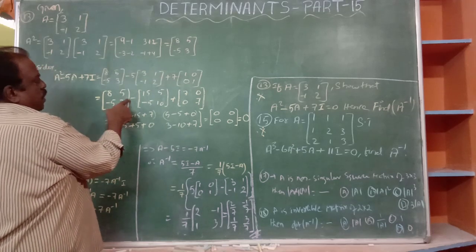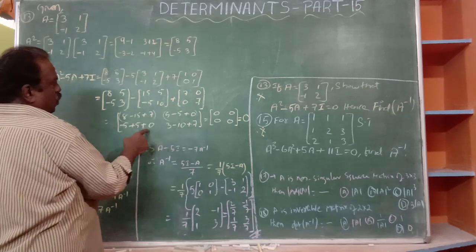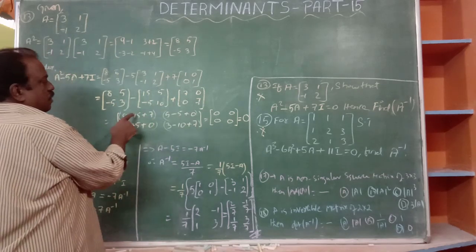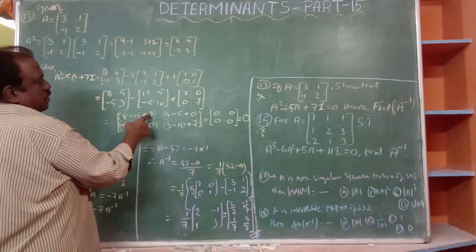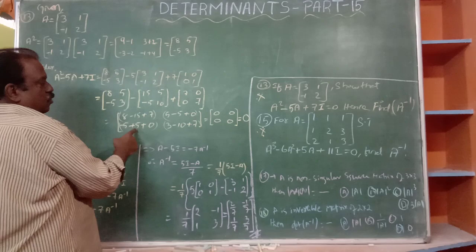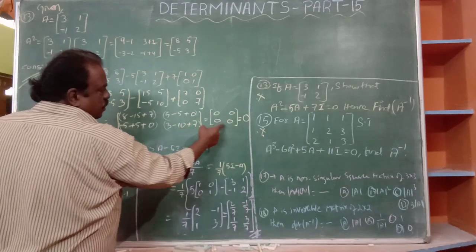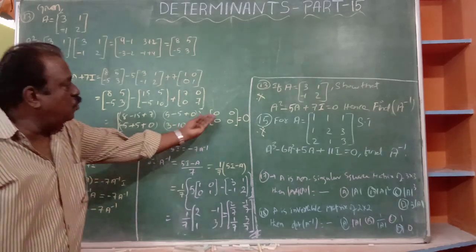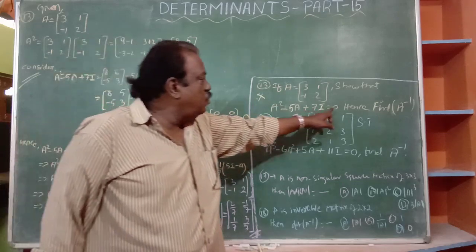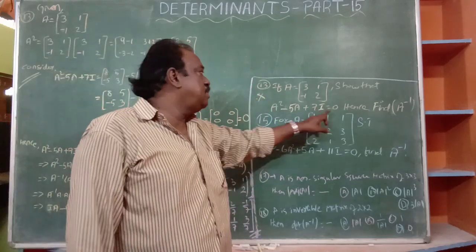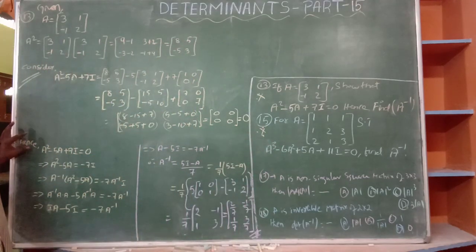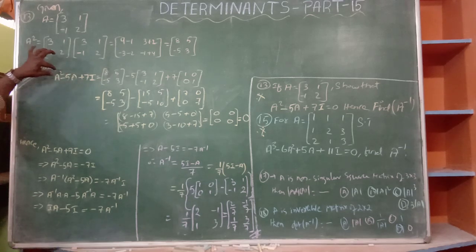Minus 5 plus 5 plus 0 is 0. And here 3 minus 10 plus 7 is again 0. So at last we get a null matrix, or zero matrix. Its notation is 0. Here it is the zero matrix, not the constant 0. Yes, we proved it.